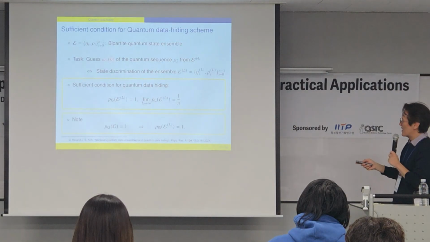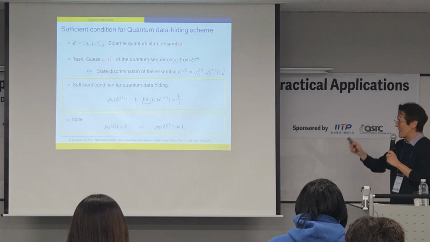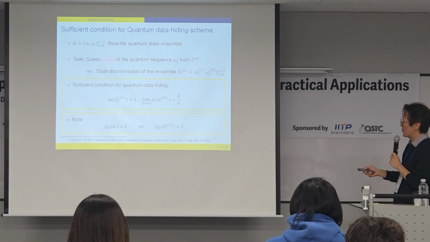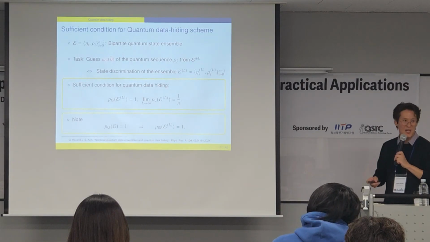Okay, here we can also note that if every state here is mutually orthogonal to each other, then everything is orthogonal. So this P_G of epsilon_L is also 1. That means the states in this mixture are orthogonal to each other as well.